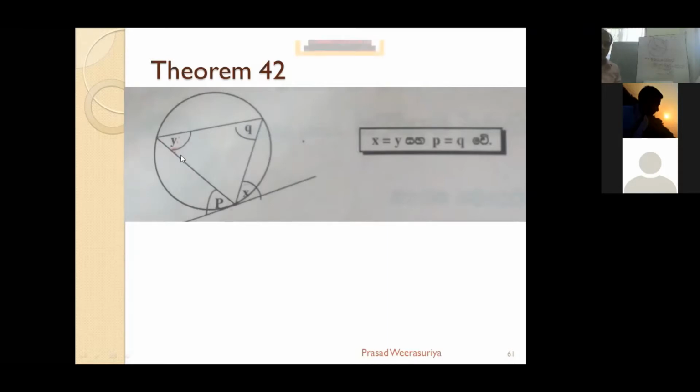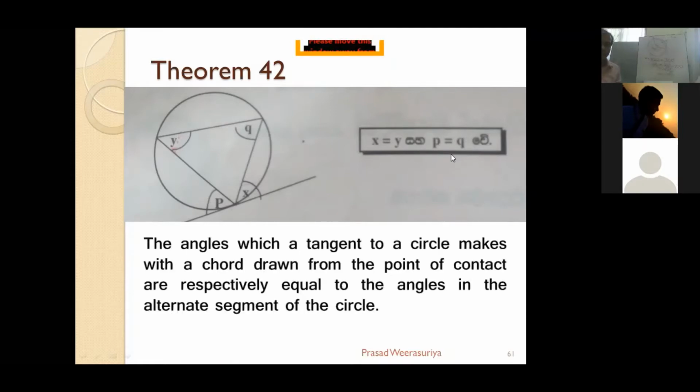Another way, there is another angle between the chord and the tangent. It is p. P angle is equal to the alternate segment angle q. P angle is the angle between chord and the tangent. Tangent is this, chord is this. The angle between the tangent and the chord is equal to the alternate segment angle. Is it clear? Can we draw this figure and write aside this, and write down the theorem.